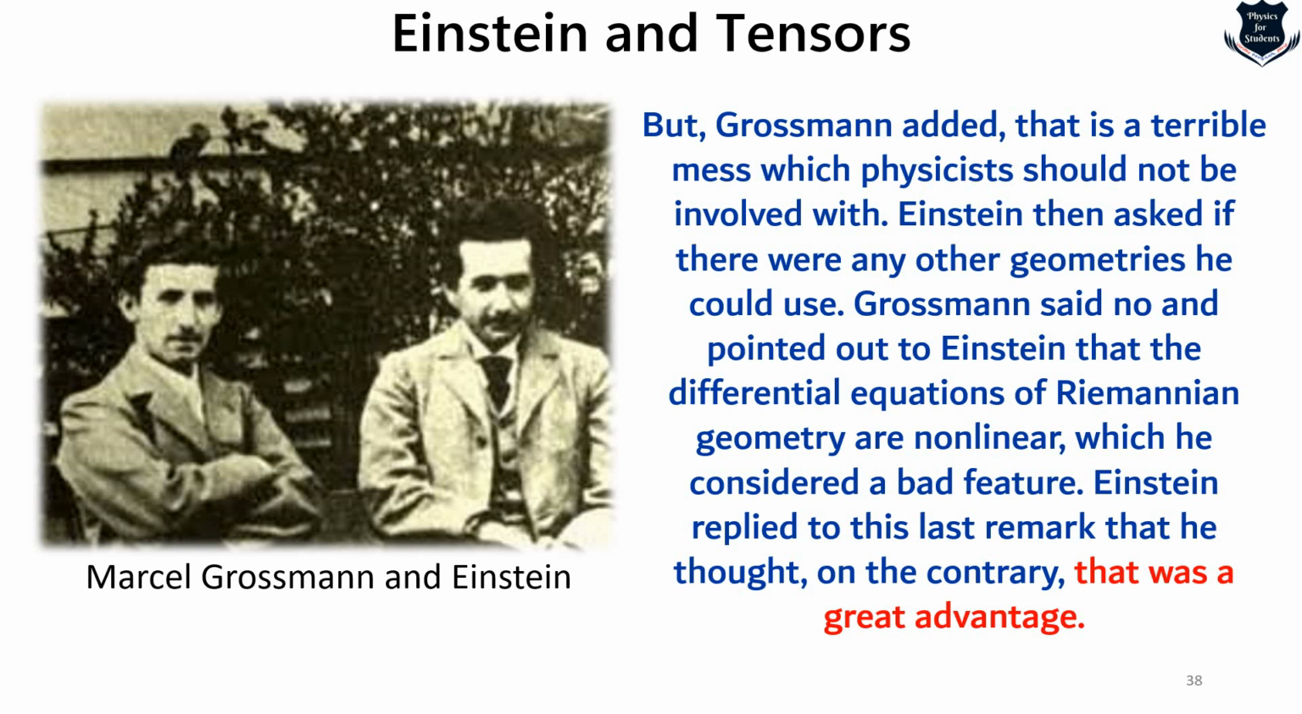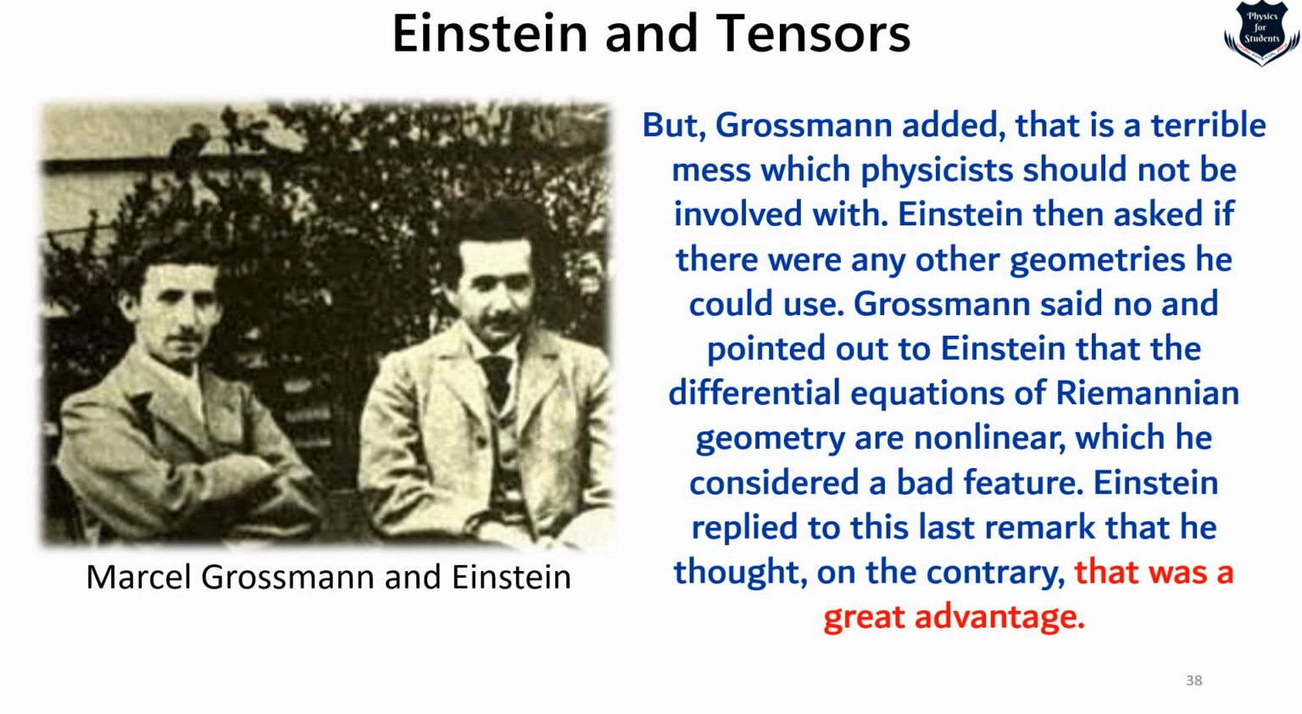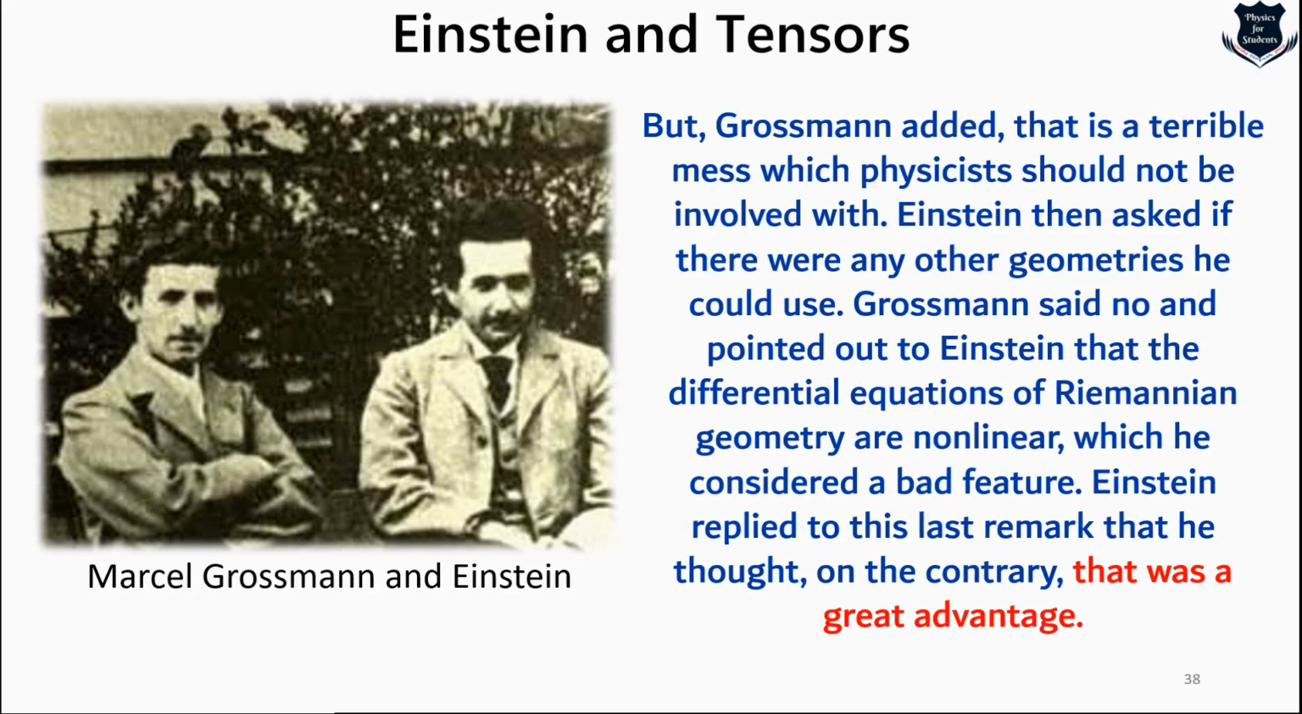And Einstein then asked if there were any other geometries that he could use. And Grossman straight away said no, and pointed out that the differential equations of Riemannian geometry are non-linear, which is very bad news. But Einstein replied that he thought, on the contrary, that was a great advantage. So what this tells us is that Einstein was severely struggling with understanding, and he was not at all aware of Riemannian geometry, and it was Grossman who helped him.